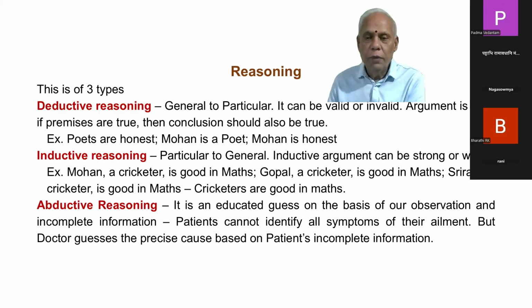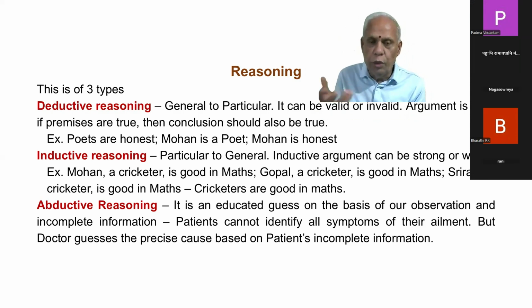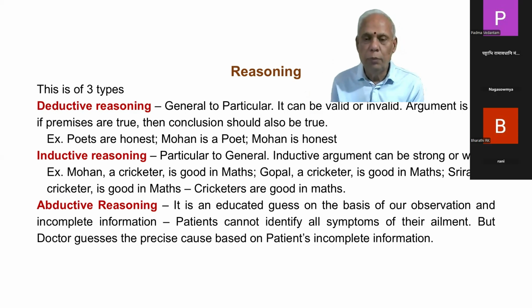Now, we learned something about reasoning. What is reasoning? Reasoning is classified into 3 types. Reasoning means which you give in support of your statement, or how you deduce your conclusion from the given statements, given premises. This is what is called reasoning. So reasoning can be in 3 types. One is deductive reasoning. The other one is inductive reasoning. And the third one is abductive reasoning.